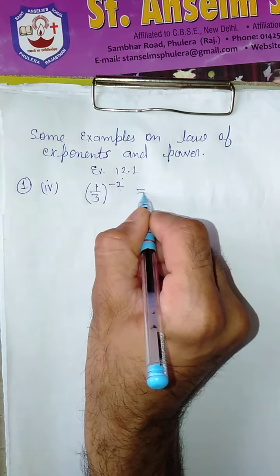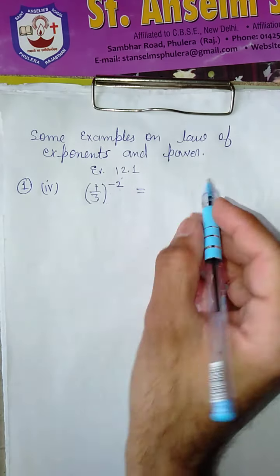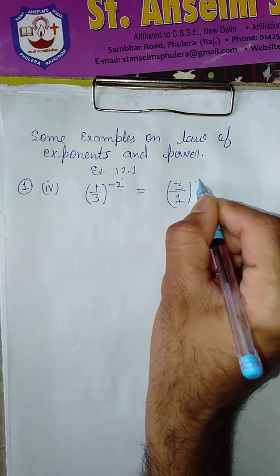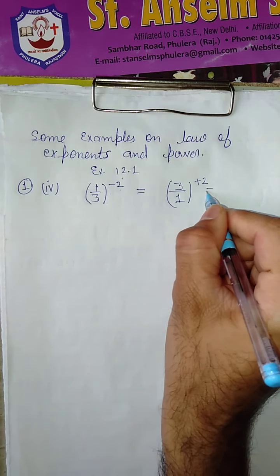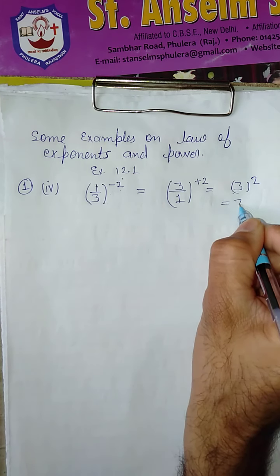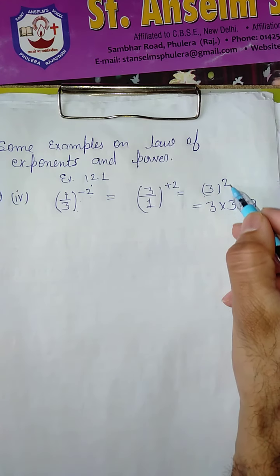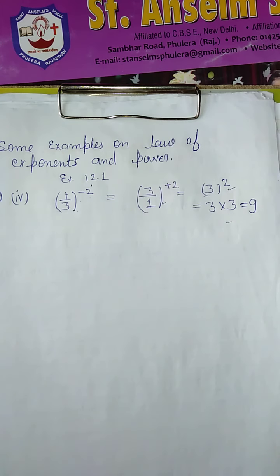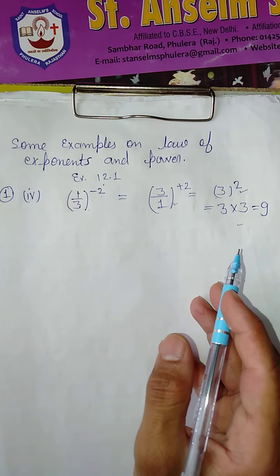How to solve? As we talked about, when the power is negative we can take the reciprocal of the same. So can we write like this, 3 upon 1 power plus 2, right? We have changed the sign of power. 3 upon 1 power plus 2 means 3 power 2, or 3 power 2 we can write 3 multiplied by 3 is equal to 9. This is also a correct answer, this is also correct. This depends on what is asked. Here evaluation is given, so you have to solve completely.